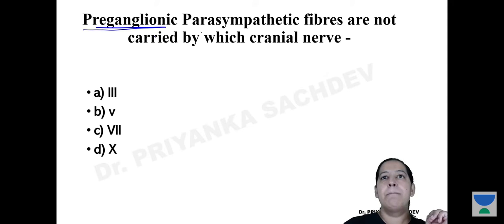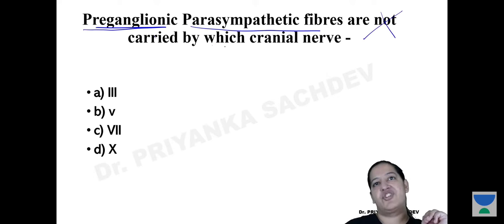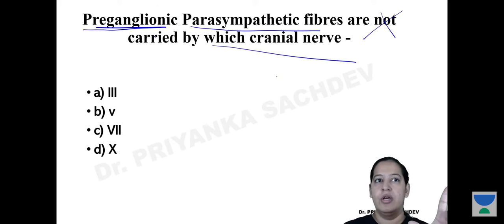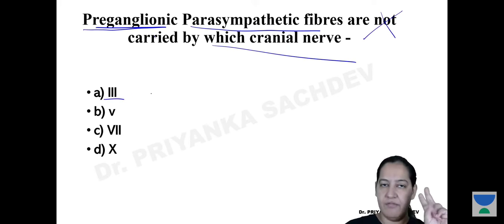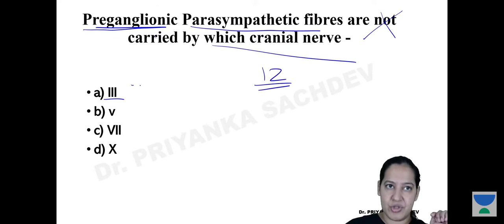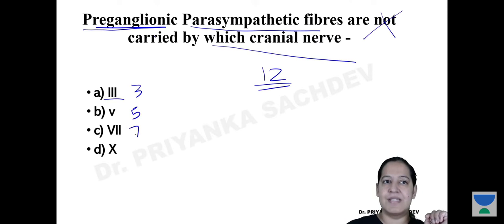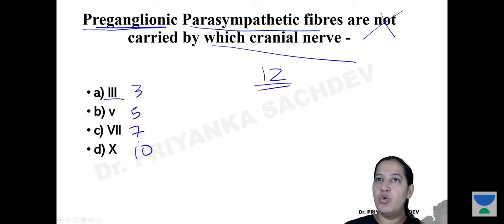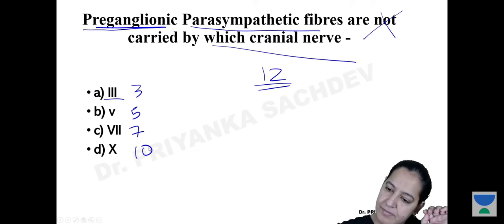Preganglionic parasympathetic fibers are not carried by which cranial nerve? I'm asking which one is not. We have 12 cranial nerves. The options are nerve number 3, nerve number 5, nerve number 7 and nerve number 10, written in Roman numerals. Which nerve does not carry parasympathetic fibers? I'm waiting for your answers. Who will answer it correctly? I can see the chat box. Please.